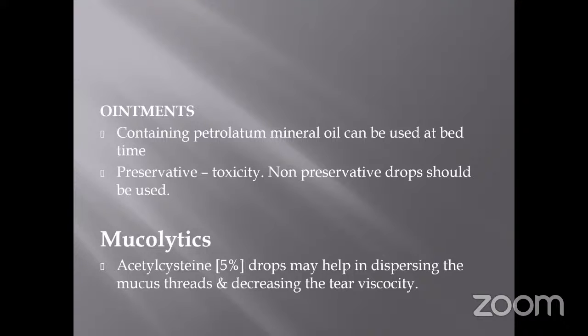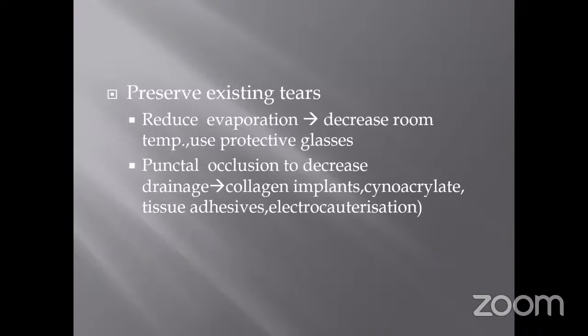Then we have mucolytics. In severe conditions, as I told, there will be formation of mucus threads and filaments. In order to disperse the mucus threads and the filaments and reduce the tear viscosity, we can use acetylcysteine 5% drops. So that is a mucolytic. It decreases the tear viscosity.